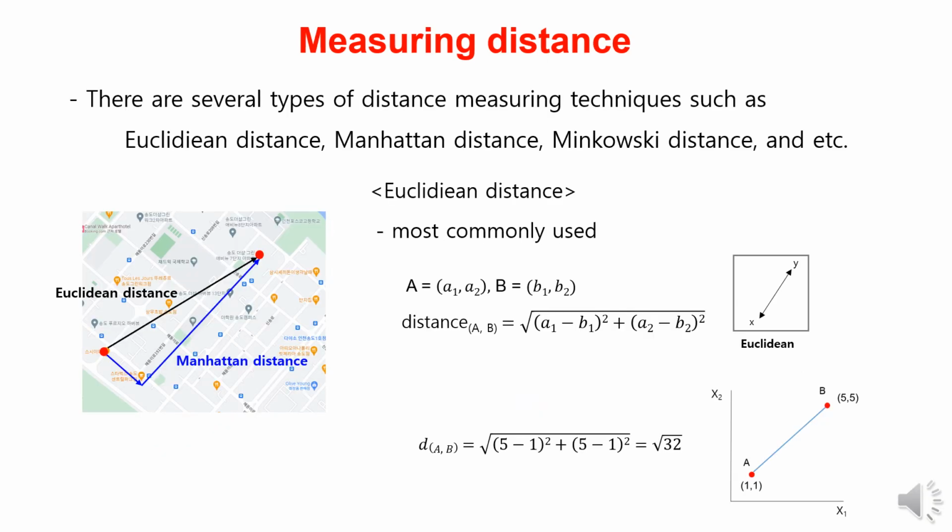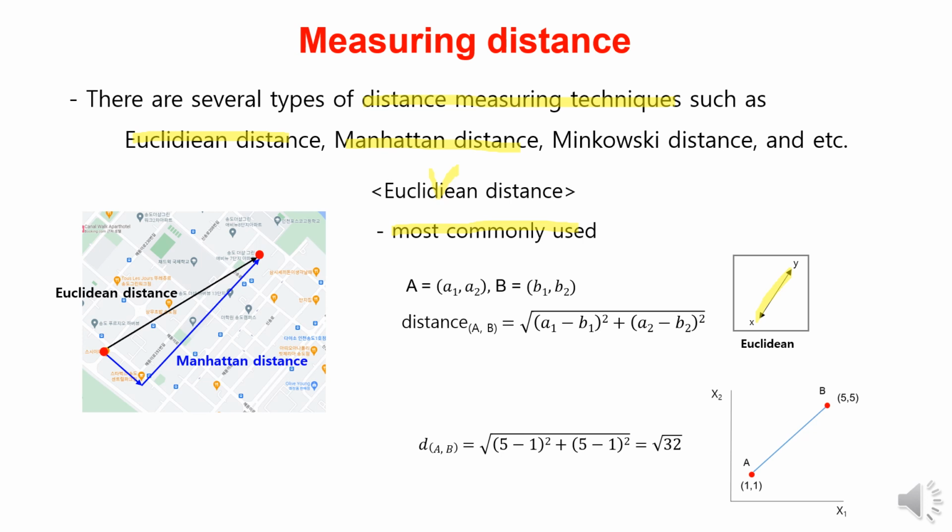KNN is a distance-based model, so it requires a method to measure the distance between data points. There are several distance measurement methods, but let's explain the Euclidean distance and Manhattan distance out of them. First, the Euclidean distance is the most commonly used distance measurement method in KNN. It measures the closest distance between points. You can think of it as the Pythagorean theorem we learned in school.